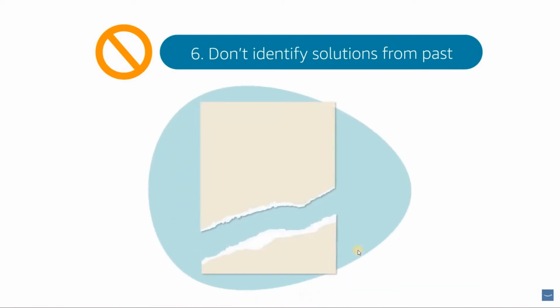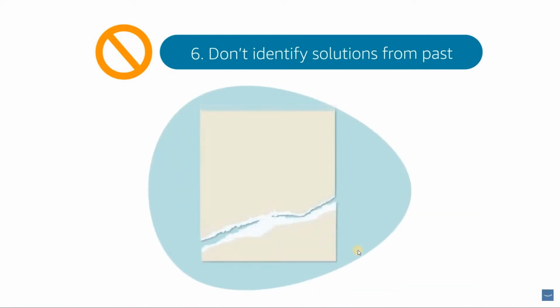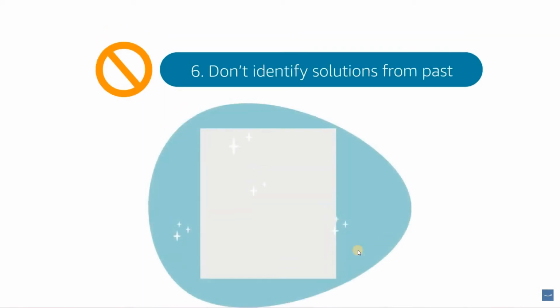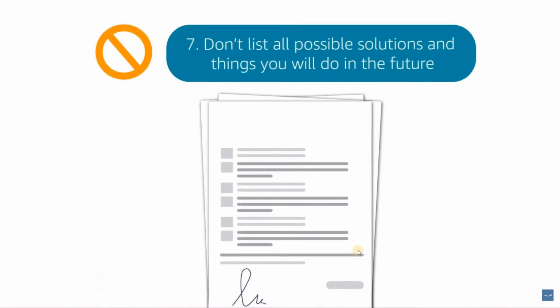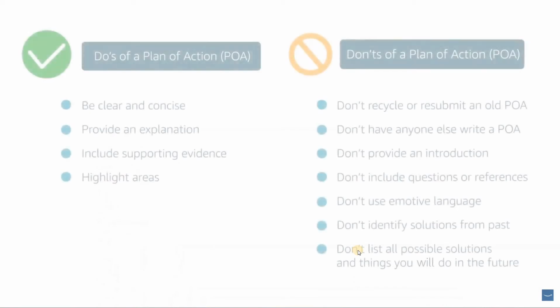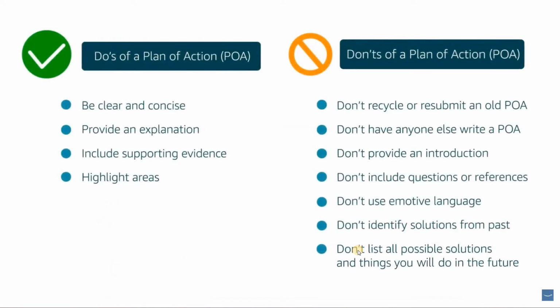Understand what went wrong and use that information to identify solutions to prevent the same issue from happening again in the future. 7. It is not recommended to list all possible solutions and things you will do in the future. A POA should be specific and highlight steps you have already taken to address the issue. Here is a summary of all do's and don'ts we discussed.